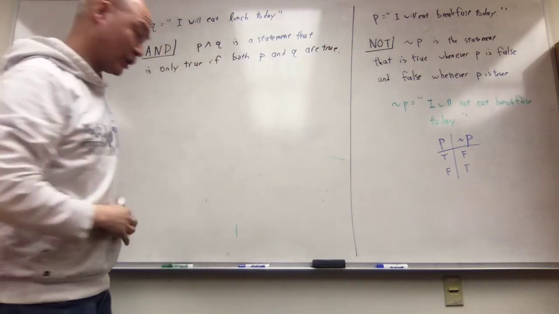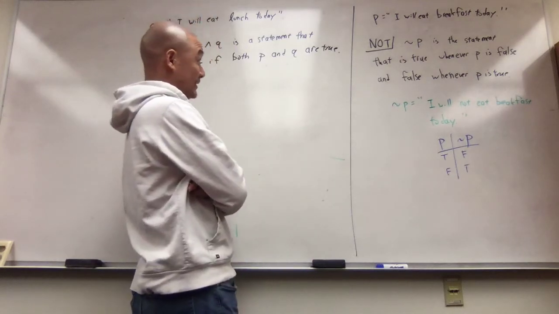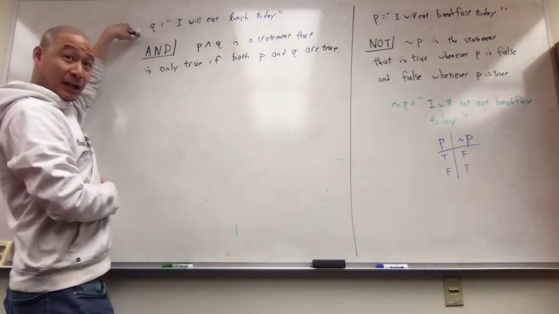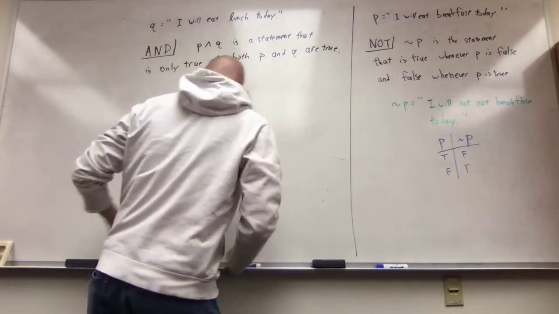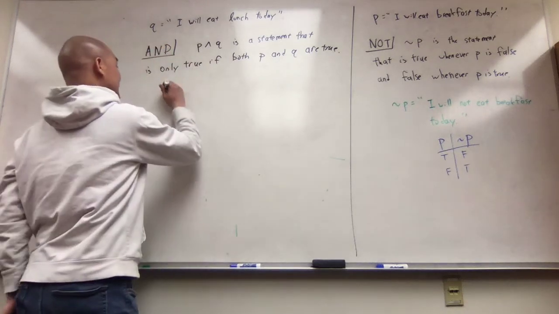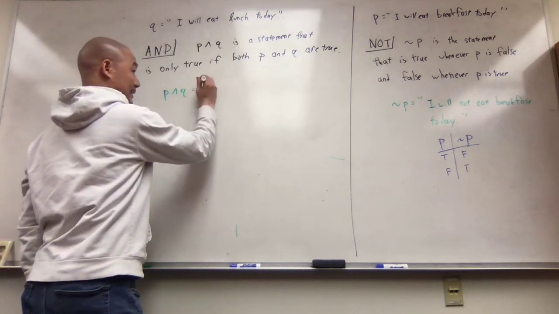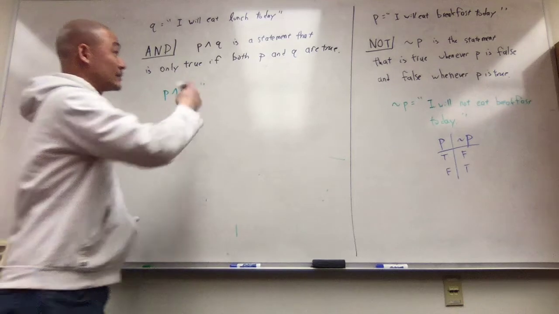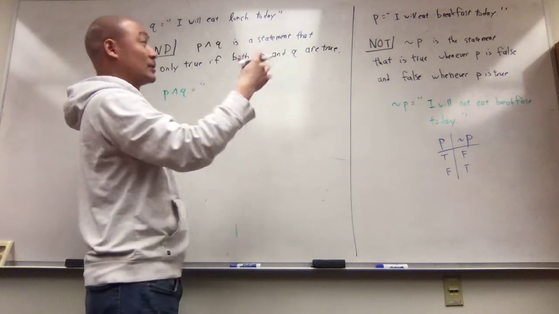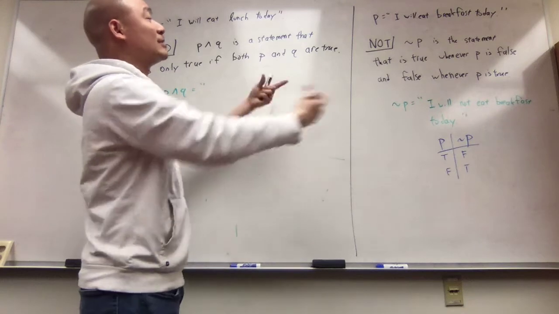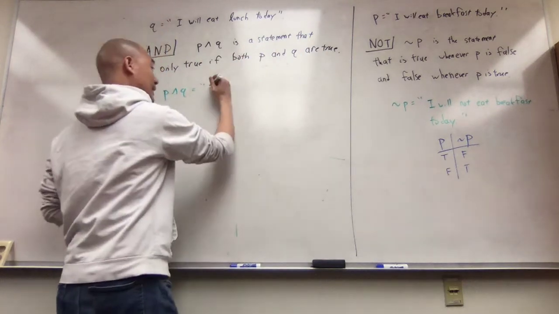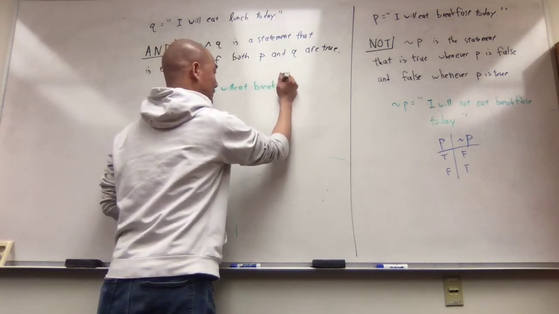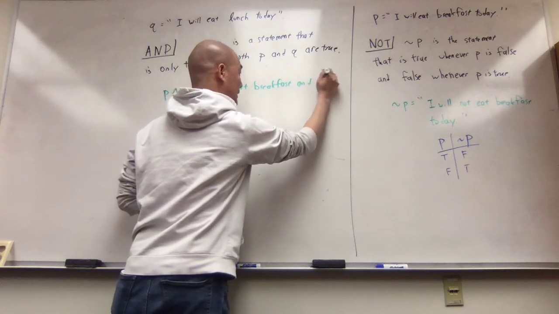All right. So, if P is "I will eat breakfast today" and Q is "I will eat lunch today," then what would P and Q be? I will eat breakfast today and I will eat lunch today, if you do both of those. So it's just a statement, right? You don't need to include the description as part of the statement. So it really is "I will eat breakfast and I will eat lunch today."